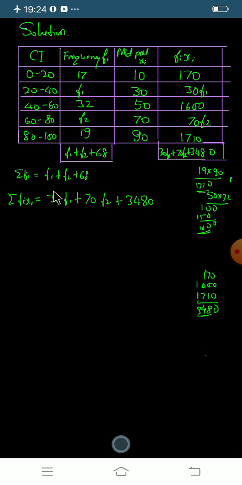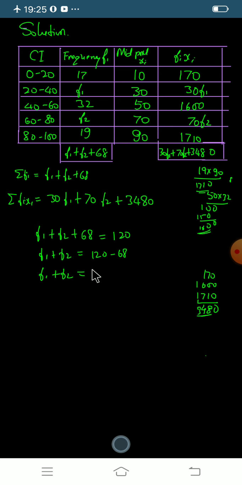So here we have to work out that F1 plus F2 plus 68 is equal to 120. Now we will find F1 plus F2 is equal to 120 minus 68. Now we carry this 68 to this side and we get F1 plus F2 is equal to 52. 120 minus 68 is 52. So let it be equation 1. Now we got the first equation: F1 plus F2 is equal to 52.